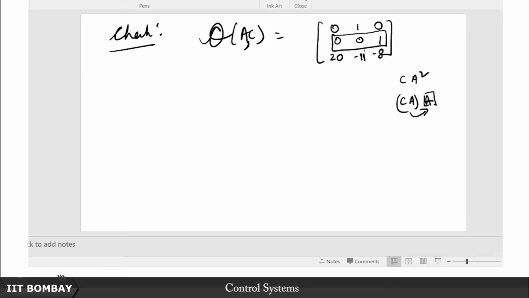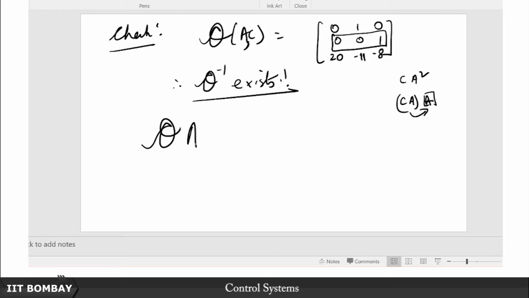Of course it is full rank, the rows are linearly independent, so therefore O inverse exists. And because this O inverse exists, I can again, like I did for the controller canonical form, use the property of the observability matrix for the observer canonical form: in realization 1, O1 A1 O1 inverse is equal to O2 A2 O2 inverse.